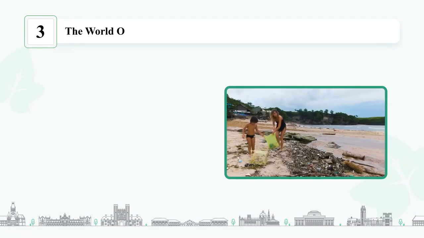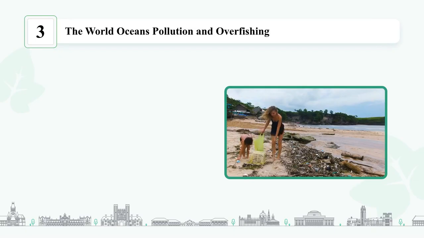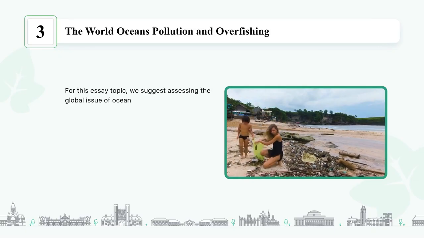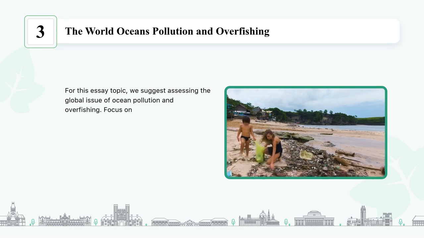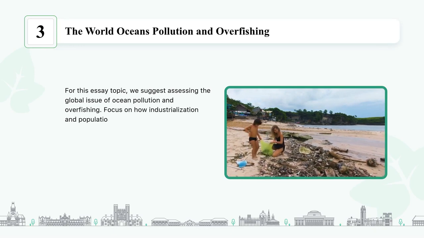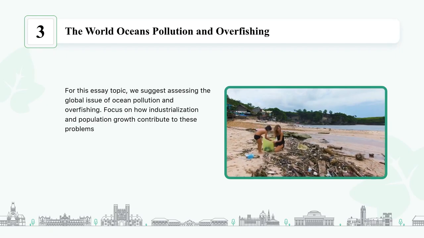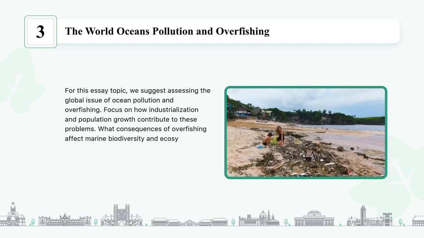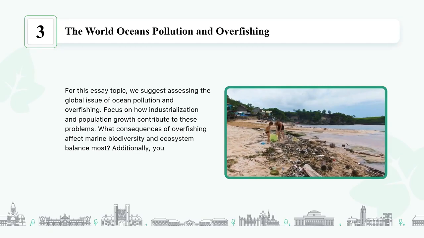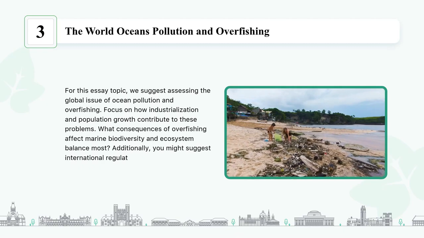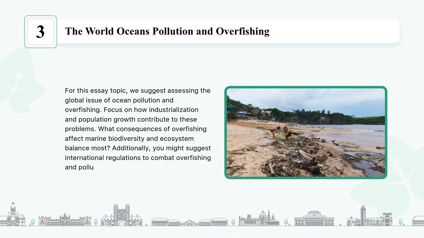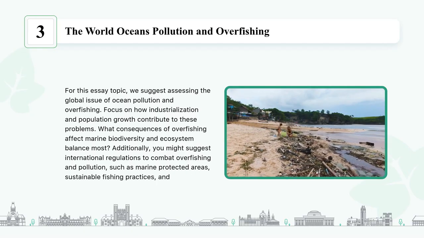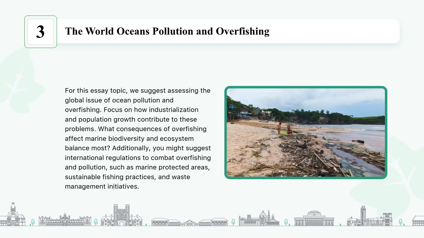The world oceans pollution and overfishing. For this essay topic, we suggest assessing the global issue of ocean pollution and overfishing. Focus on how industrialization and population growth contribute to these problems. What consequences of overfishing affect marine biodiversity and ecosystem balance most? Additionally, you might suggest international regulations to combat overfishing and pollution, such as marine protected areas, sustainable fishing practices, and waste management initiatives.